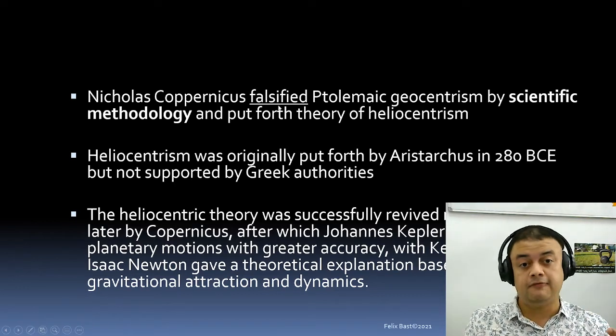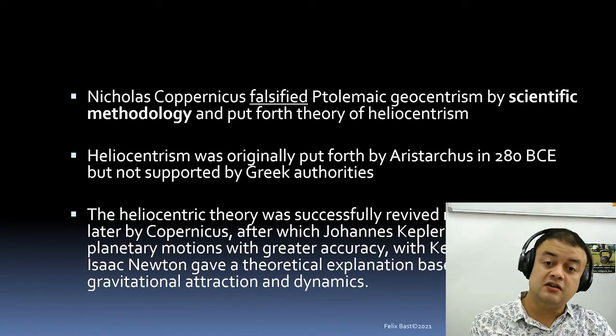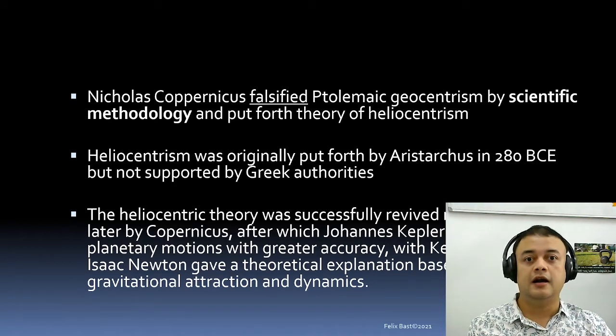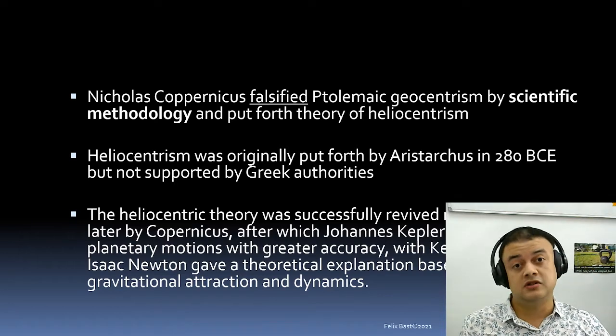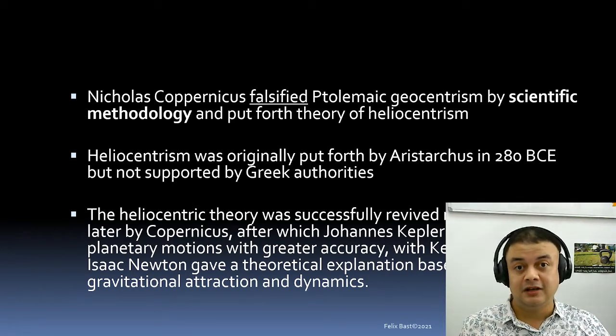Copernicus falsified the Ptolemaic geocentrism by scientific methodology and put forth the theory of heliocentrism. And now heliocentrism itself was falsified later by Kepler, for example, and other astronomers. Heliocentrism itself, I told you, was not by Copernicus, it was by Aristarchus way back in 280 BC, but not supported by Greek authorities. But he didn't have to suffer ridicule, because Greeks were a lot more tolerant, not like much later in Italy and the rest of Europe. If you criticized religion during the Middle Ages, it was treated as blasphemy.